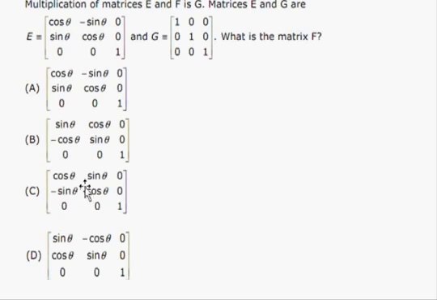You can see the first row following the rule. In this question you should know how to multiply the matrices. Make the row vertical and multiply each of the column elements.